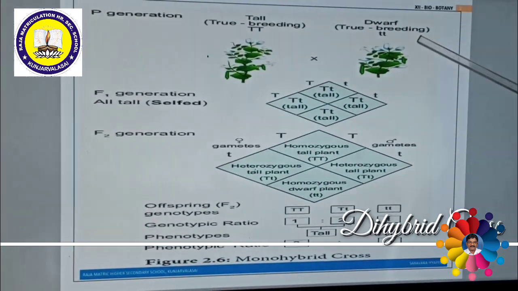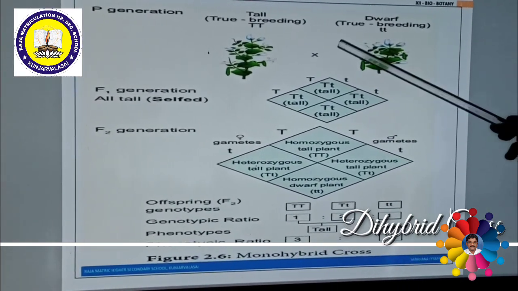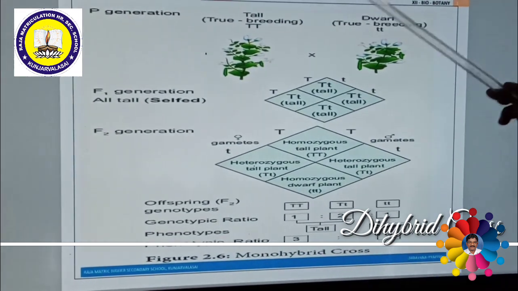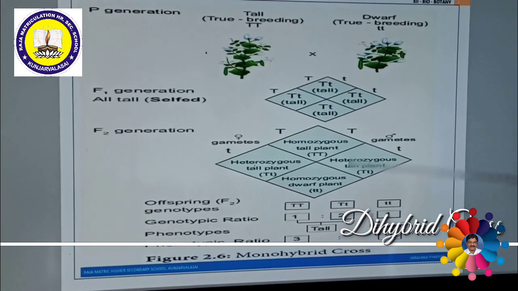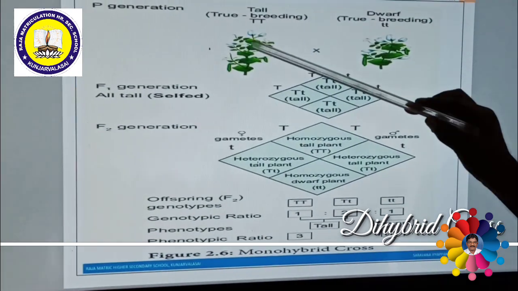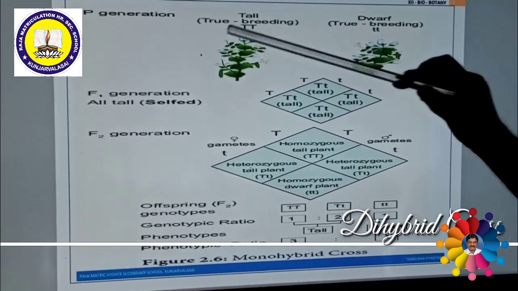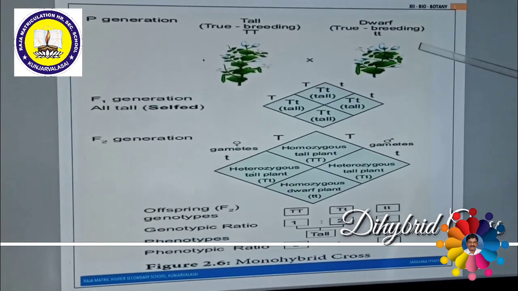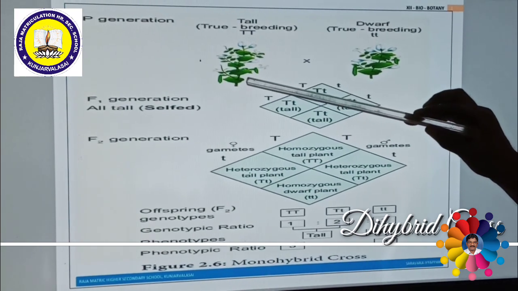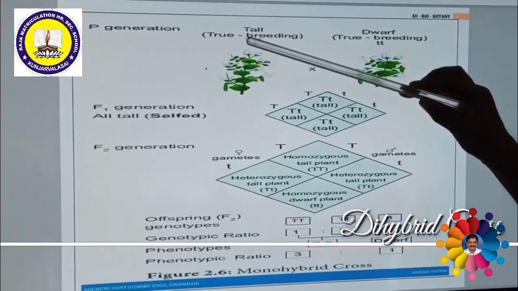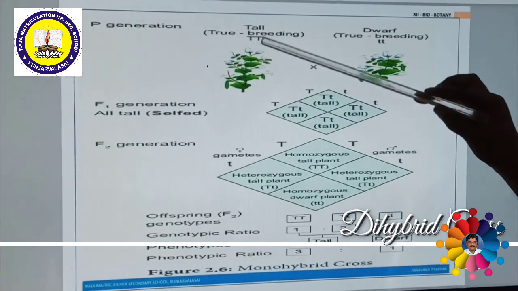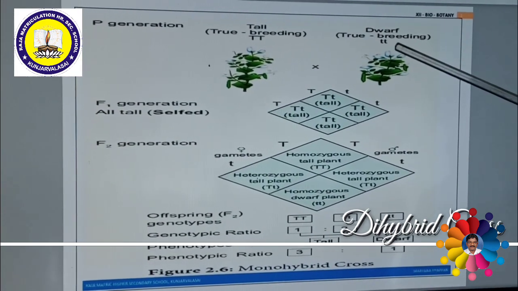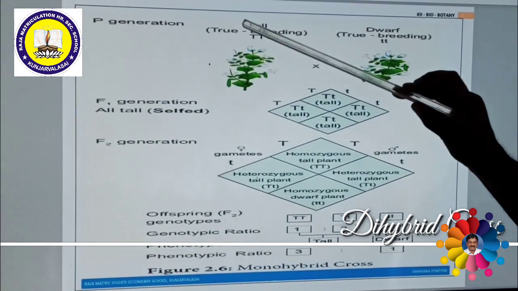So this is a pure pair. That means a single contrasting character. Mono means single, hybrid means cross. Here, single character, single trait, means the height of the plant. One plant is tall, another plant is dwarf. Dwarf means short. So these tall plants have two alleles of the gene, capital T, capital T. This dwarf plant has small t, small t. So these are the pure breeding.